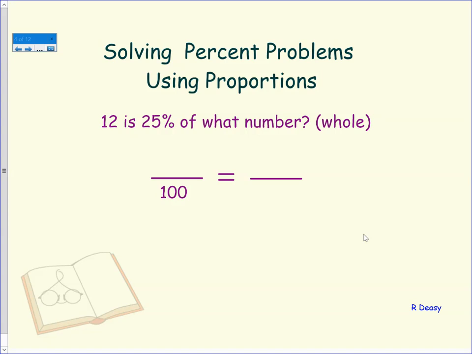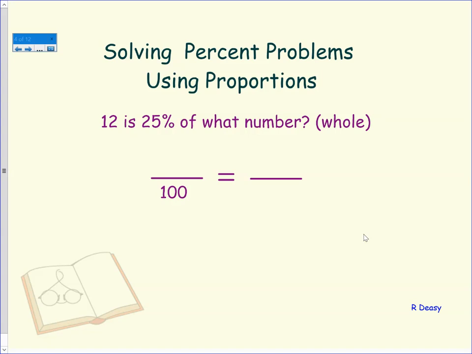1,200. All right, and Alex, what's my next step? I divide. What do I divide by? 25. Yeah, I divide both sides by 25 because I'm trying to cancel out this 25 that's over here.